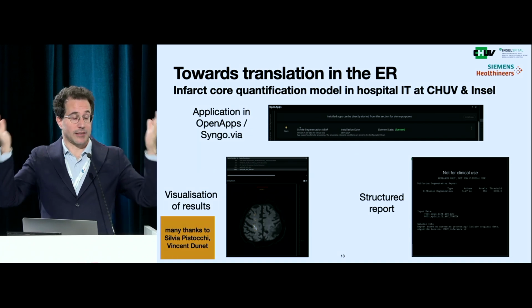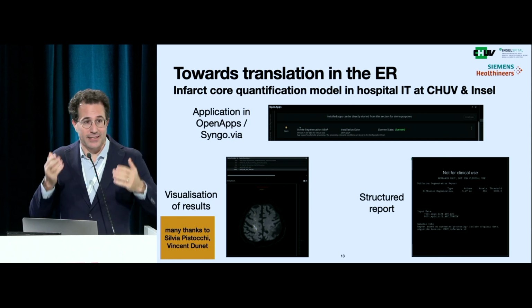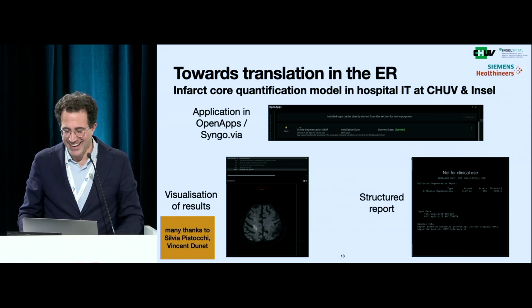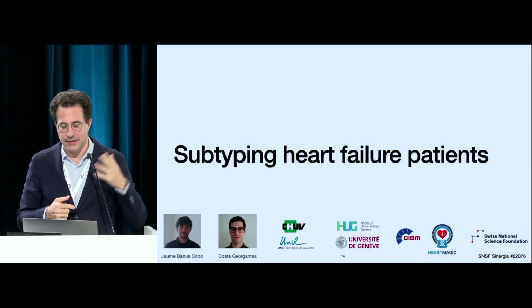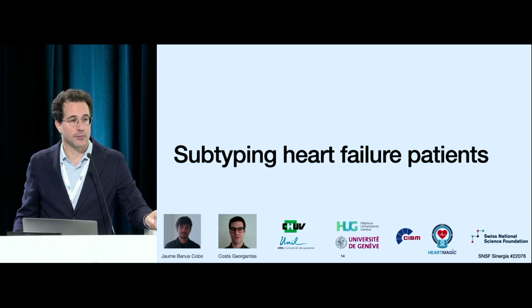So now, because this is CIBM, we cannot talk only about the brain. We have to talk about the heart. Of course, Matthias is here, so the heart is great. We like the heart. It's a great organ. And so now we have to talk a little bit about subtyping heart failure patients. This work is in the context of a Swiss National Science Foundation project led by Ruud van Heeswijk.